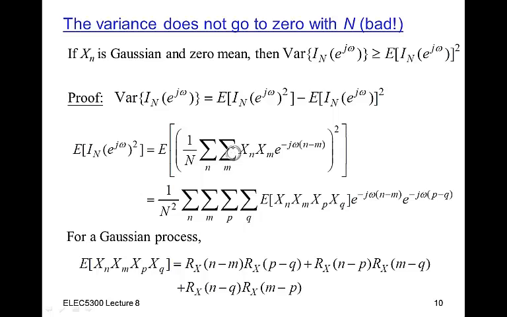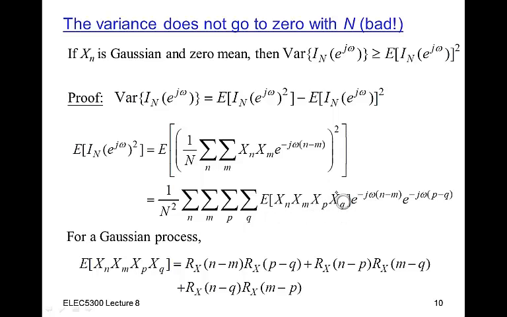So we substitute in the definition for I_n inside here. We get a double summation squared. So when we do that squaring, we get a quadruple summation, and then we can take the expected value and move it inside that quadruple summation. So the quadruple summation is over n, m of x_n x_m e^(-jω(n-m)), and then we just repeat that for two new dummy variables p and q. So we get a quadruple summation, and now we've moved the expected value inside it.